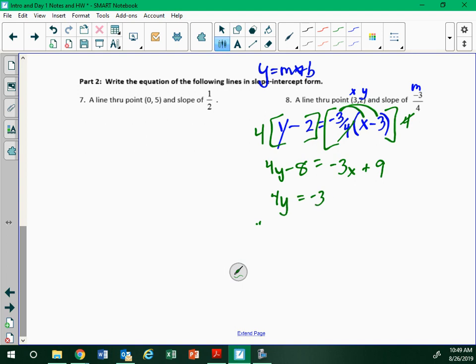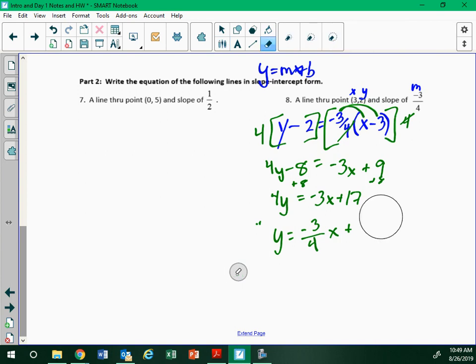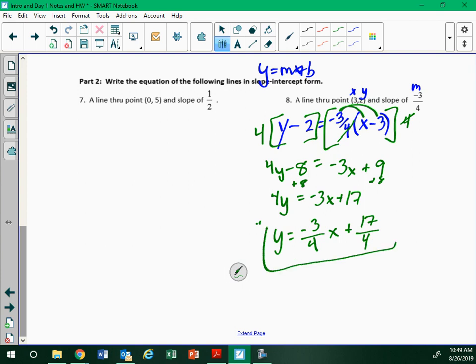So I have negative 3x, I'm going to add 8 to both sides. And now I can divide by 4, and I have y equals negative 3/4 x plus 17/4. That's in slope-intercept form. Questions with that? You'll notice we have fractions at the end, but I got to avoid working with them in the middle here.